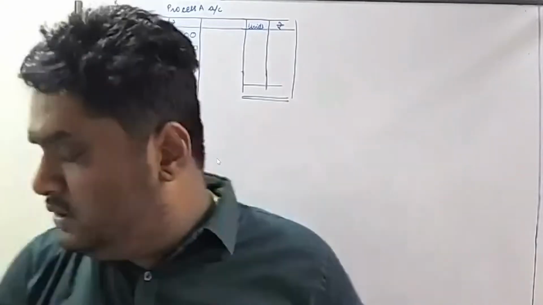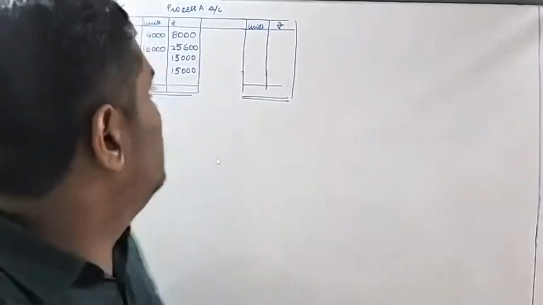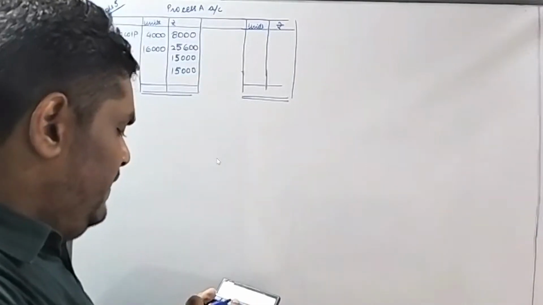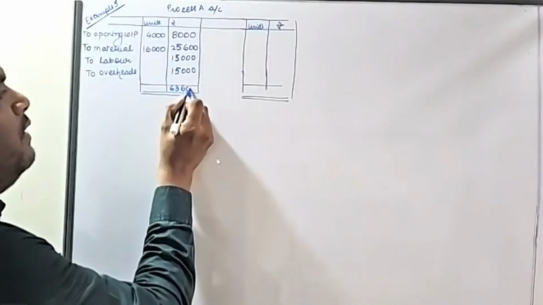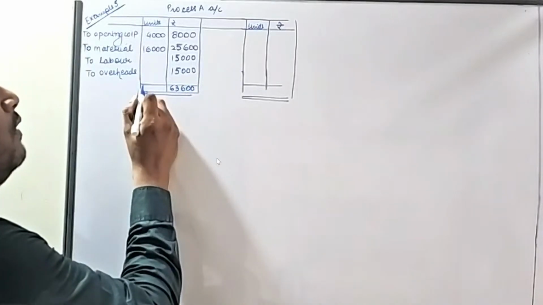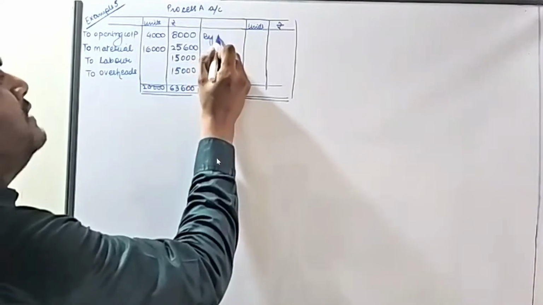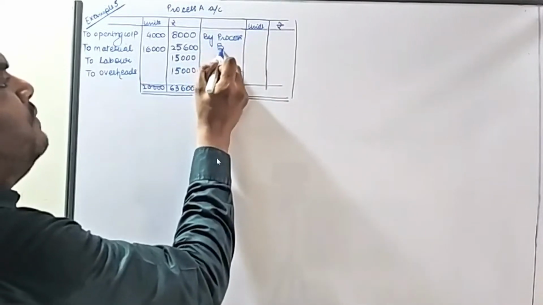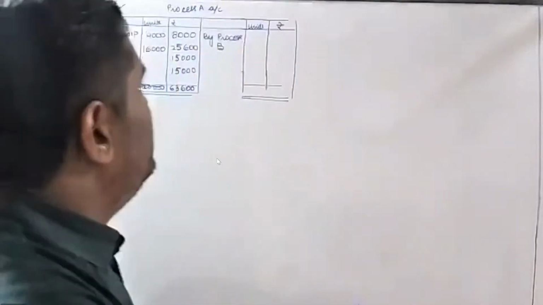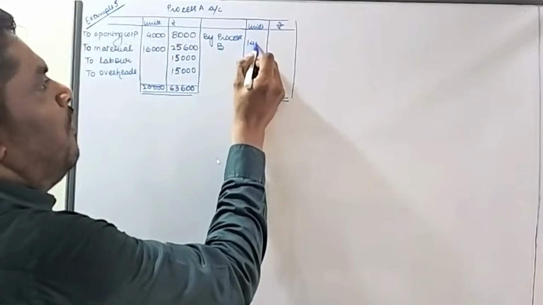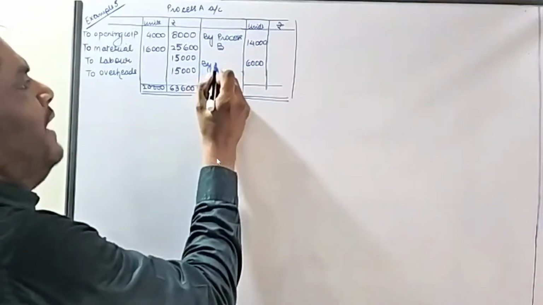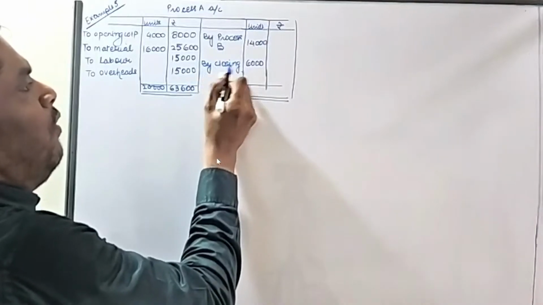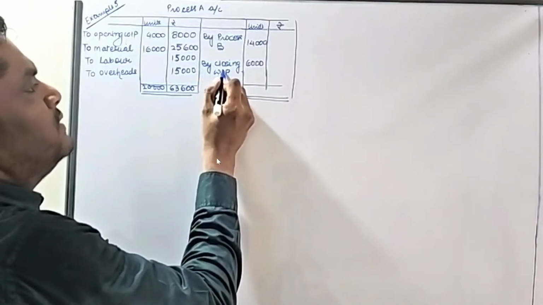So we have the total cost also. That is 8,000, 25,600. So this is 63,600. The units that are transferred to the next process, let's say process B, it is given that 14,000 units were transferred to the next process and 6,000 units are still in progress. We call it closing work in progress.